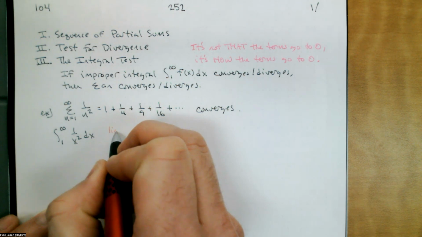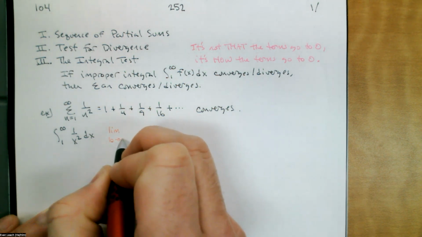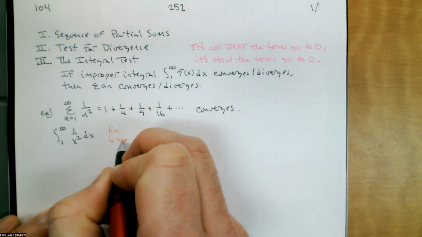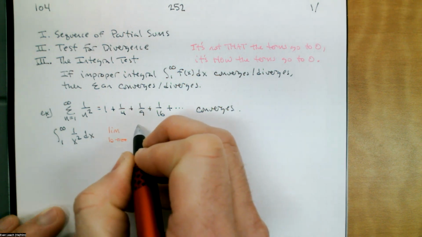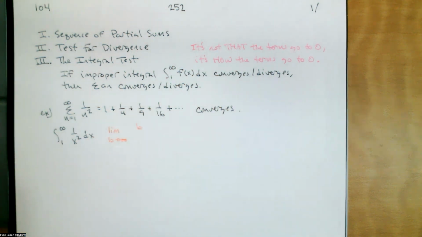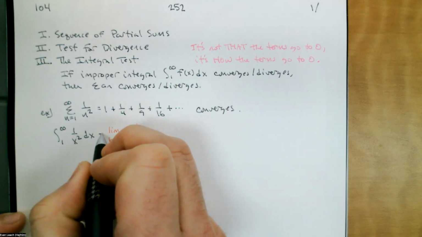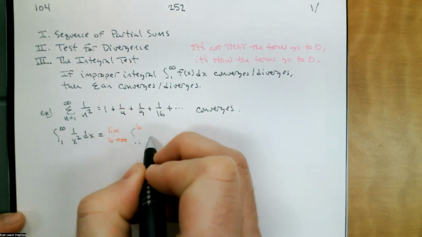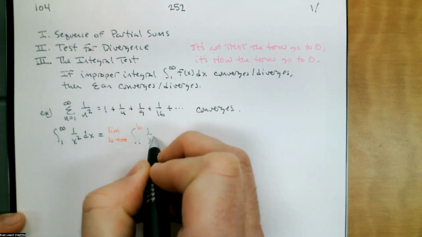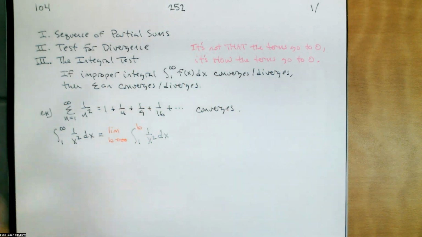We'll take the limit as b goes to infinity of the integral from 1 to b of 1 over x squared dx. We can't plug in infinity. This is how we plug in infinity: we take the limit as b goes to infinity.